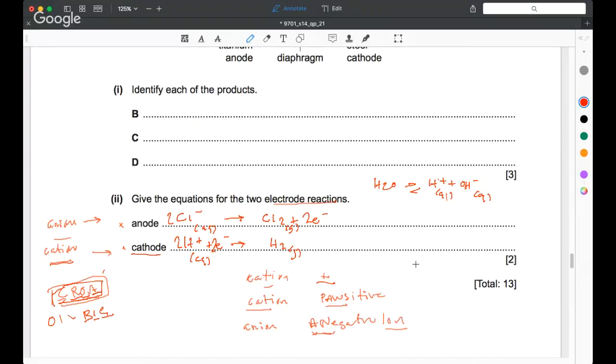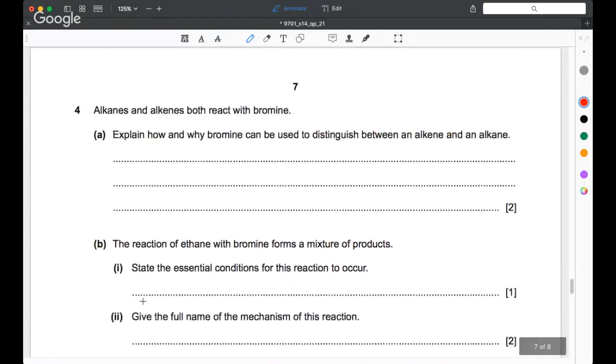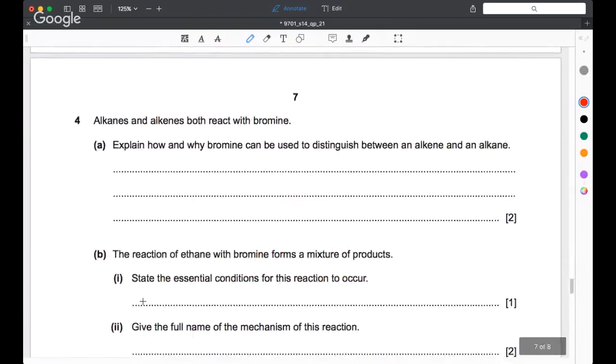So, if you don't know anodes and cathodes and anions and cations, if you can't remember that, there's a whole bunch of mnemonics and memory aids that help you get that. Good. All right, next question.